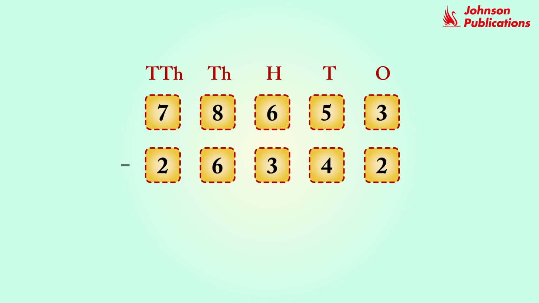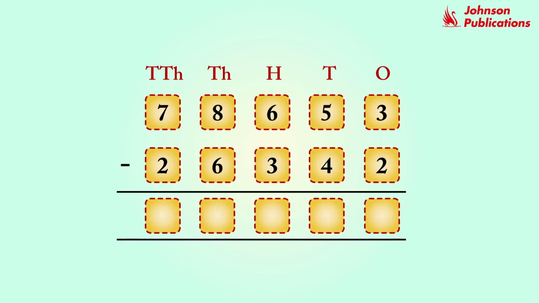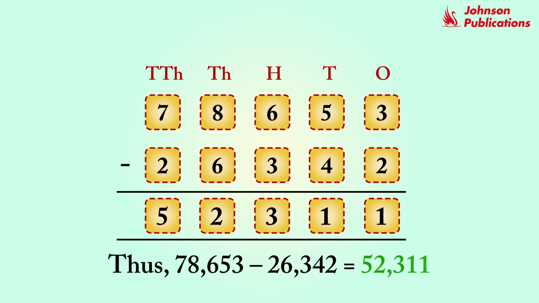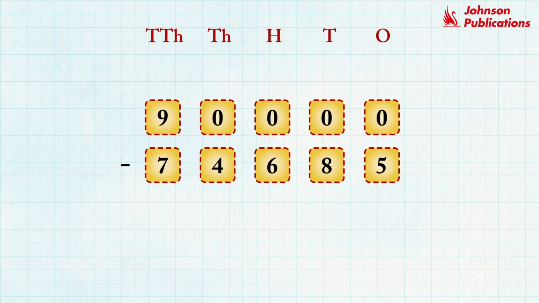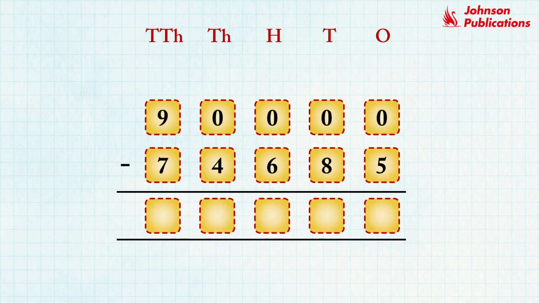Write the numbers in columns like this. Subtract the ones with ones, tens with tens, hundreds with hundreds, and so on. Thus, the difference is 52,311. Let us subtract these numbers. Place the numbers in columns like this.